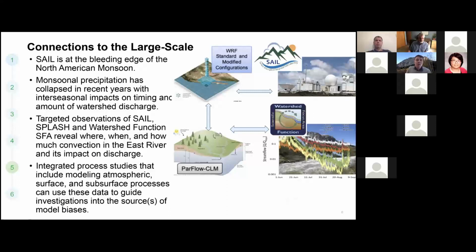Okay, and we're looking at really making the connections to the large scale through modeling. I just want to point out that this location is at the bleeding edge of the North American monsoon, and the monsoonal precipitation has collapsed in recent years. It'd be great to really advance the understanding of what is really causing that, from the large scale to the local scale. I look forward to working with this group as much as possible to really drill down and understand those connections. Final slide, please.